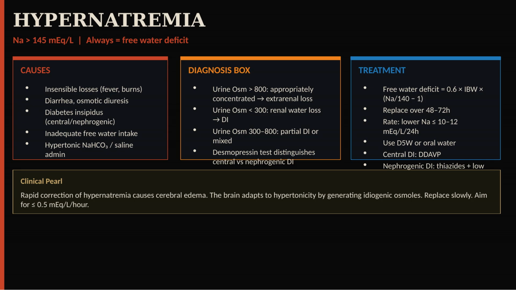The causes: insensible losses from fever or burns, diarrhea, osmotic diuresis, diabetes insipidus, central or nephrogenic, inadequate intake, or someone pushing hypertonic fluids. The diagnostic box runs on urine osmolality. Above 800 means the kidney is appropriately concentrating, so the water's being lost somewhere extrarenal.